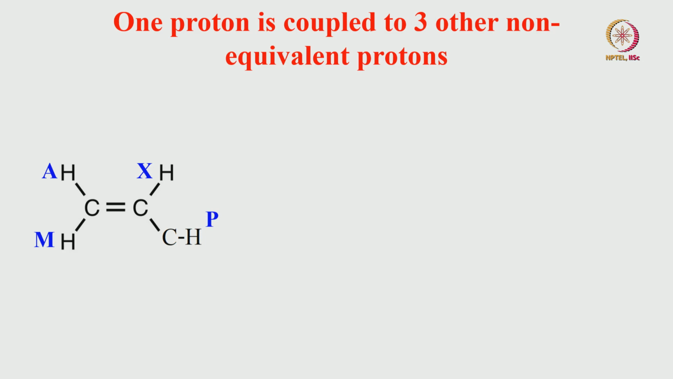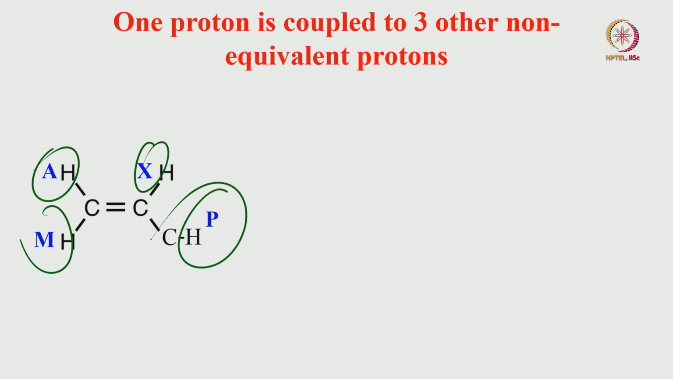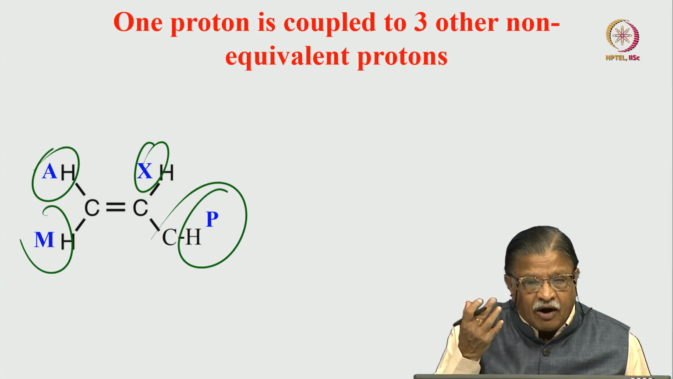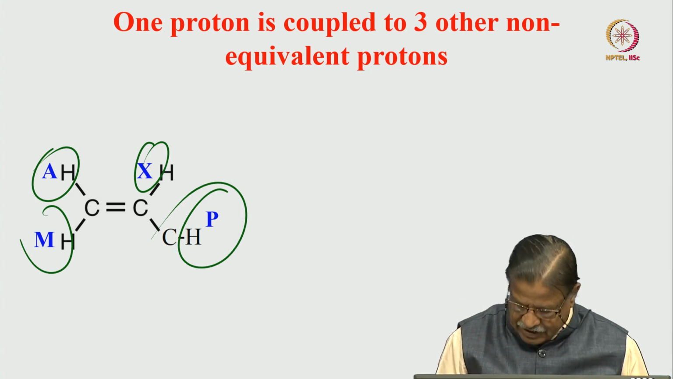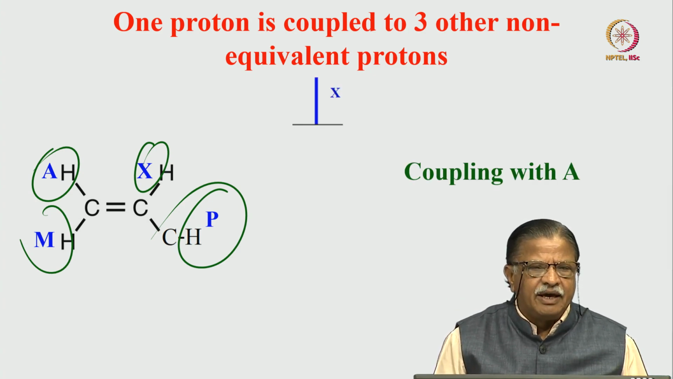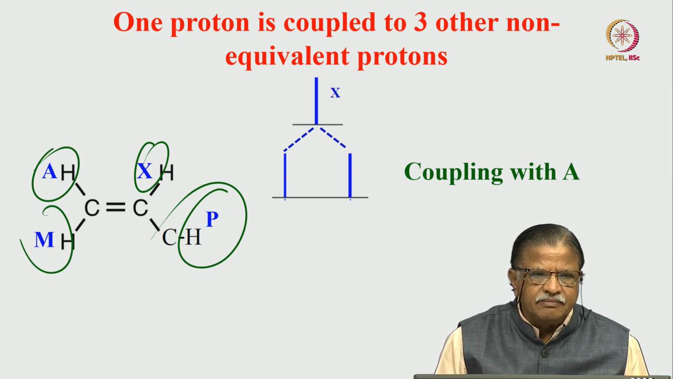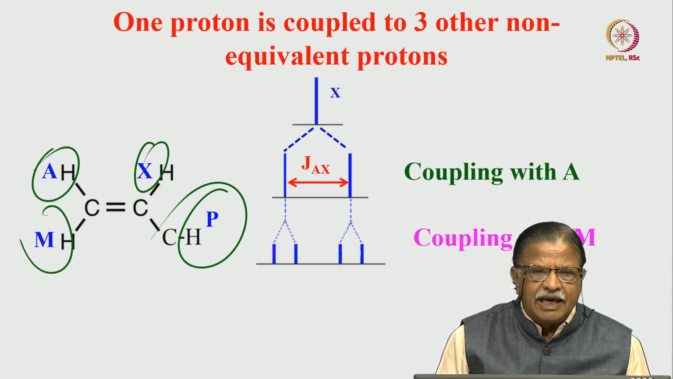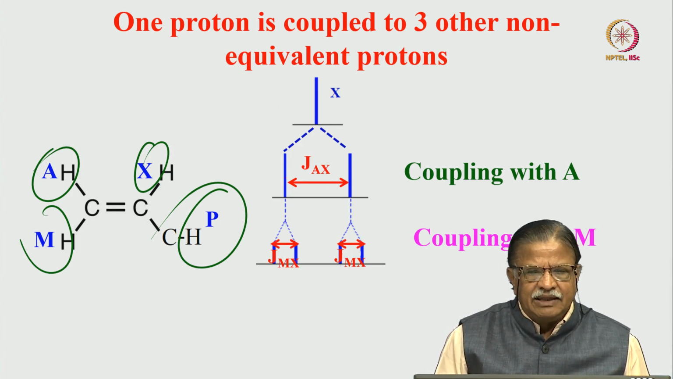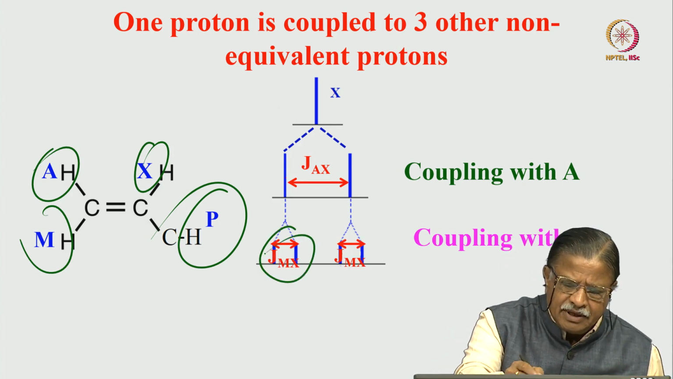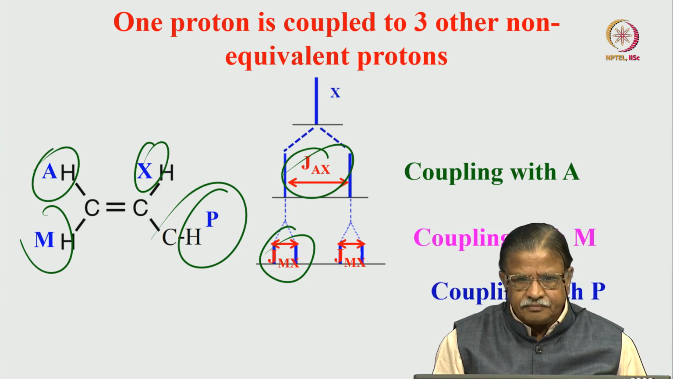What happens if I extend this molecule? Let us say we have 3 protons, 1, 2 and 3. Now I have added one more, P. AMX was there, I added P. How does the spectrum come now? Extend the logic the same way. X will couple to A, becomes a doublet. It will couple to M, becomes a doublet of doublets. This separation is JMX, this is JAX.